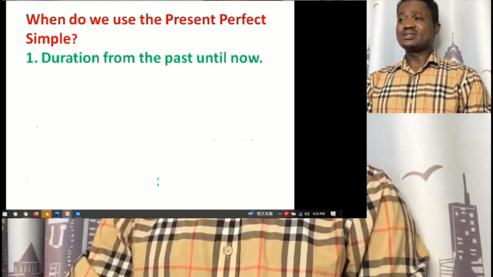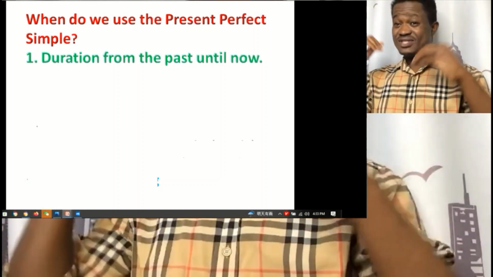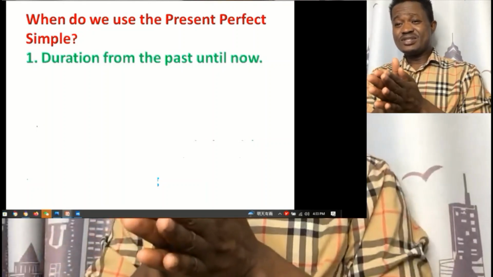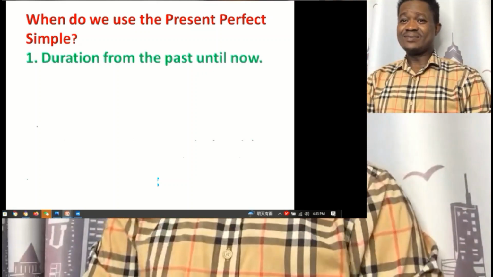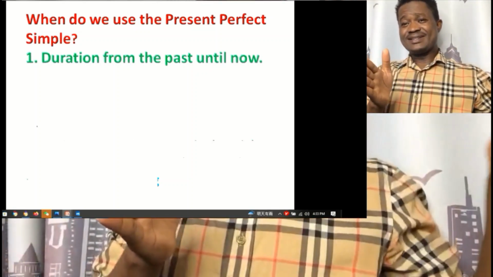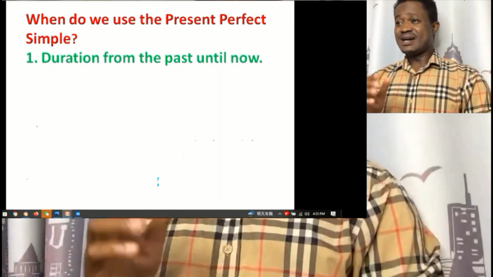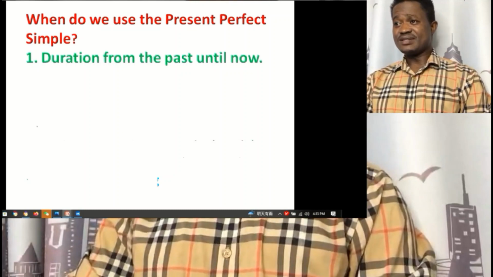Let's go. When we use it, number one, duration from the past until now. So the duration from the past until now, that is one of the uses of present perfect progressive.